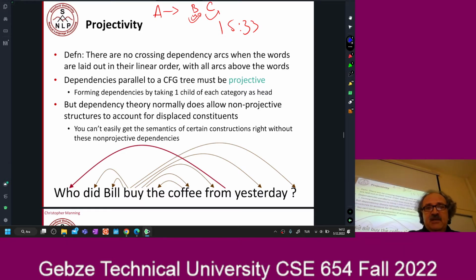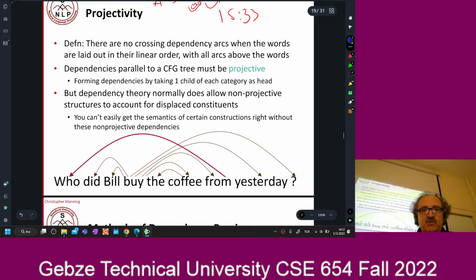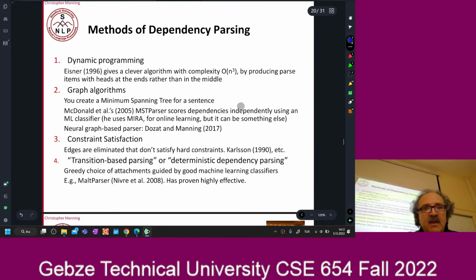Okay, but dependency theory normally does allow non-projective structures to account for displaced constituents. Dependency is parallel to context-free grammars. A context-free grammar tree must be projective. Okay, so methods of dependency parsing, let's look at that one. There are many ways of doing this dependency parsing.